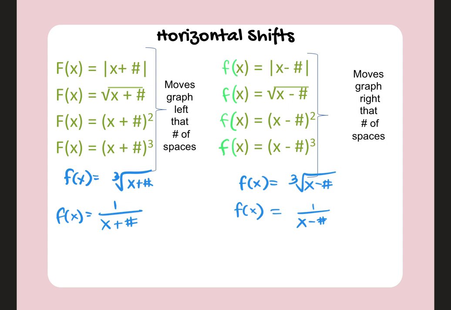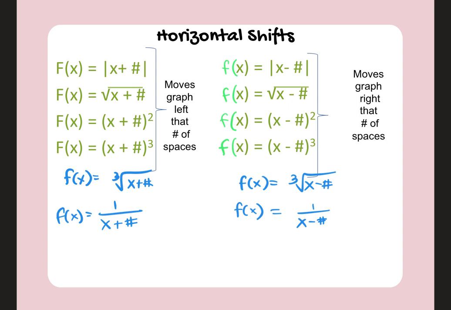What's weird about the horizontal is it goes the opposite direction your brain thinks. So when we add, we are not shifting to the right, we actually shift it to the left. And when we subtract, we shift it to the right. If you forget and you're not sure, you're questioning it, you could always set this function equal to 0 and find where it crosses the x-axis.